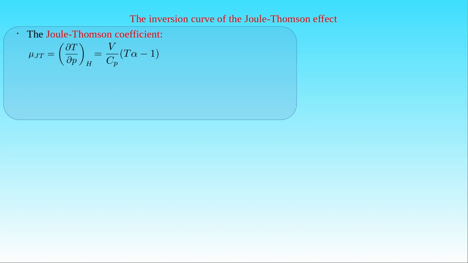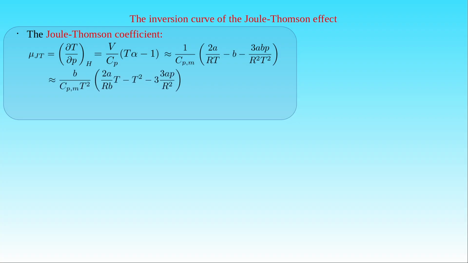Because it is already approximated in terms of the van der Waals constants A and B of the gas, we cast the coefficient into the form stating that the volume correction constant B over the molar heat capacity C sub Pm of the gas at constant pressure times the square of the temperature T of the gas, times the quantity of 2 times the pressure correction constant A over the gas constant R times B, times T, minus T squared, minus 3 times A times the pressure P of the gas over R squared.